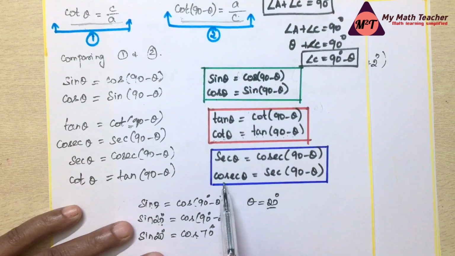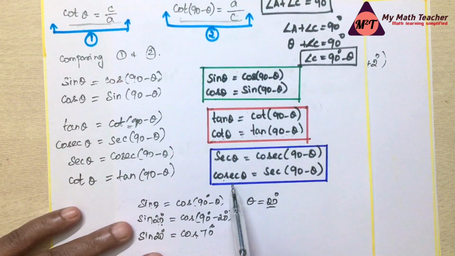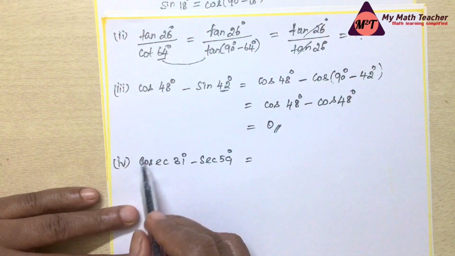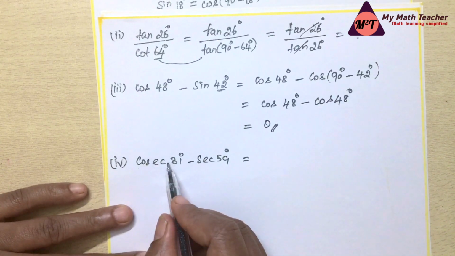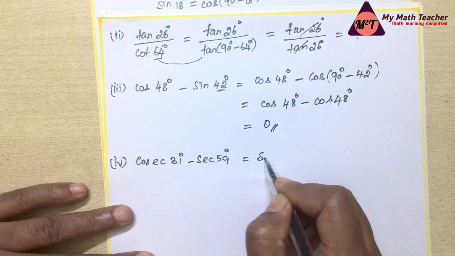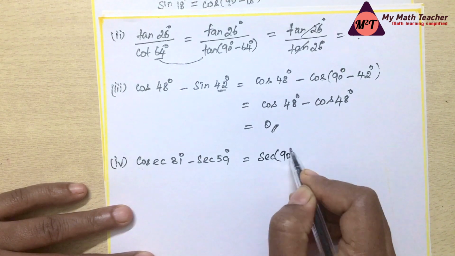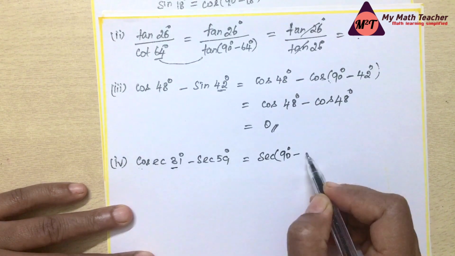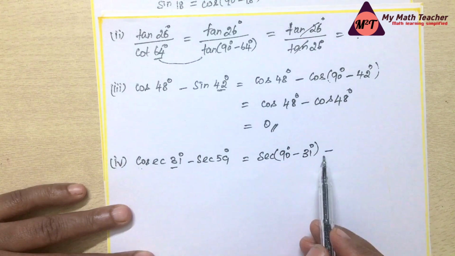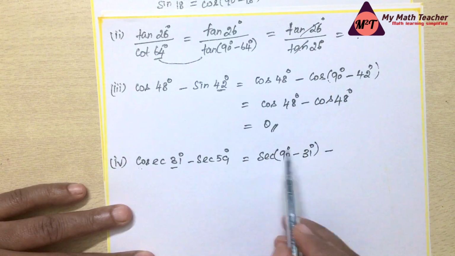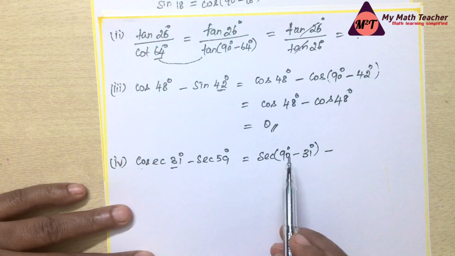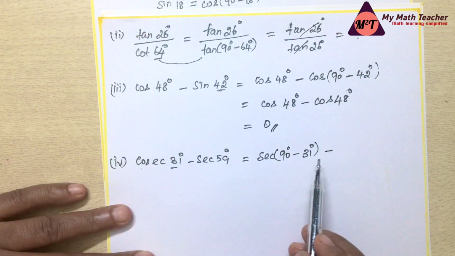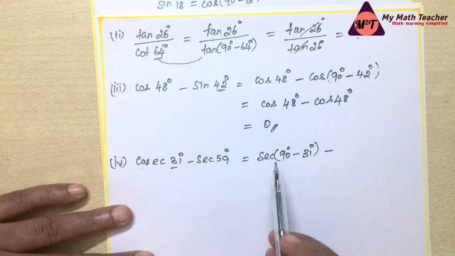As you know, cosecant and secant complement each other. So here let us change the first ratio, that is cosecant 31. So cosecant theta is equal to secant (90 degrees minus theta), where theta is 31. So always remember, here I have changed the first one. If you are changing any one, you have to retain the second one as it is. Otherwise, you will not get the answer.